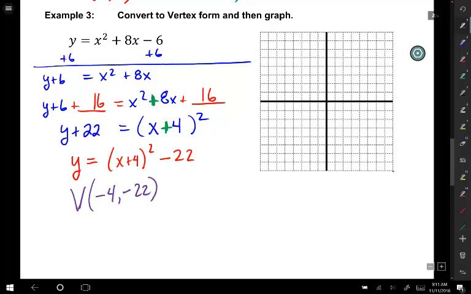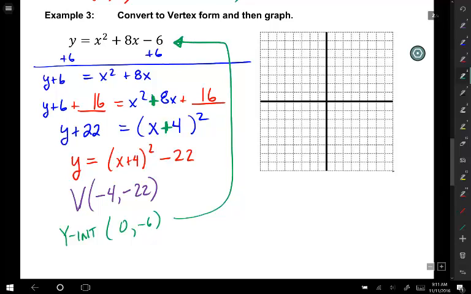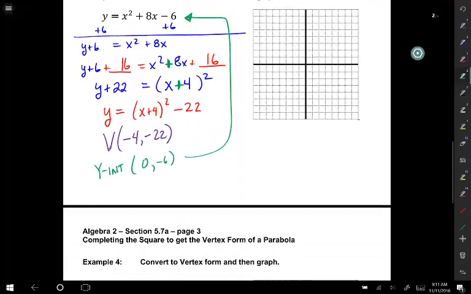Negative 22. Good. What's my y-intercept? 0, comma, negative 6. So we go all the way, remember, back up to here for our negative 6. All right, so let's do some sketch. And yes, I realize this is negative 22. That is intentional.